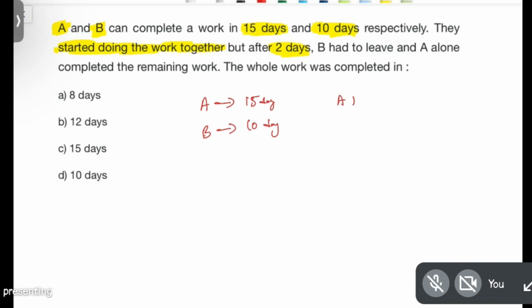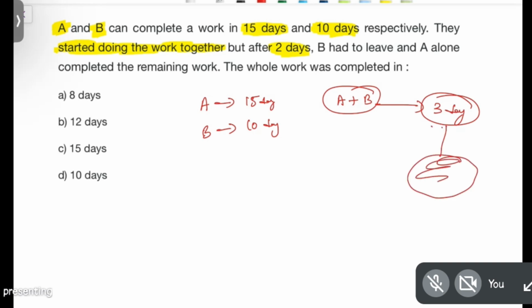Both of them started working. But after working for 3 days, before completing, B had to leave. That means there will be some part of the work remaining, and the remaining work was done by A. Now, you are asked to find in how many days the whole work was completed.